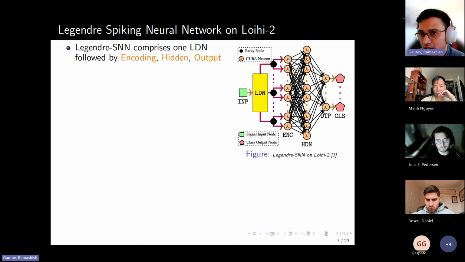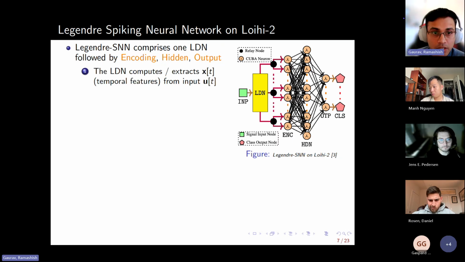You encode them to binary spikes here, and this layer is dense, all-to-all connected to the hidden layer, and the processing happens here, some nonlinear transformations, eventually ending up at the output layer. And then you can infer the classes from the output layer neurons through the spike rate of the output layer neurons.